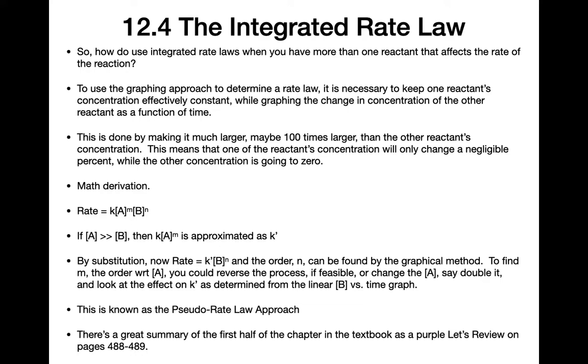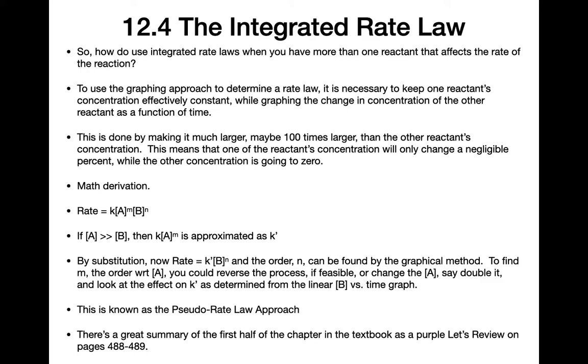We would have rate equals k, A to the m, B to the n. But now let's make A much, much larger than B in concentration. If A is much, much larger than B, then the rate constant times A to the m is not going to be changing as the reaction occurs. So I can consider k, which is already a constant, and A to the m, which is effectively a constant because it's so large.